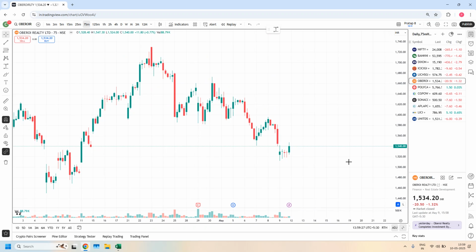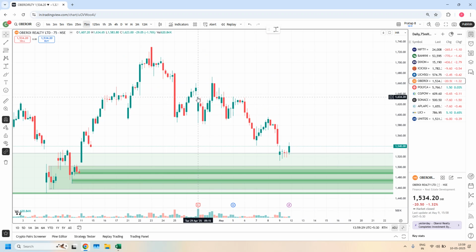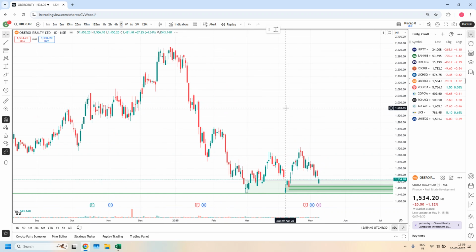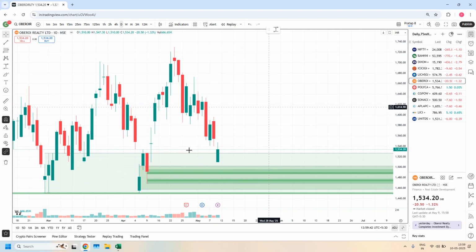Next one, Obra Realty. See, this is also the same case. Prices did not reach this fine-tuned area. They started moving up. First of all, how is this zone there? This is a 75-minute zone. Our software identified this as a drop, two base candles, or maybe this medium-sized candle is also part of the base, and then a rally candle. So this is how our software identified this zone.